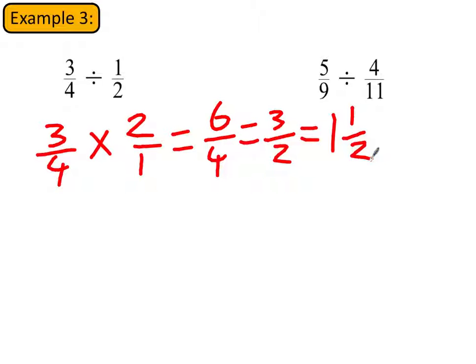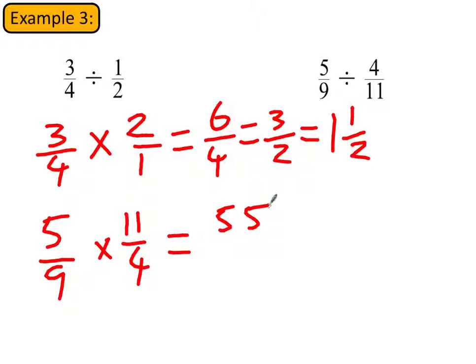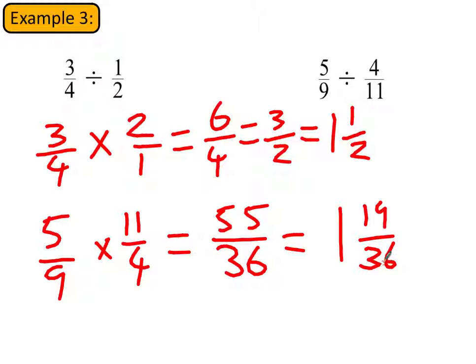Doing the second question in exactly the same way, 5 over 9 divided by 4 over 11 is going to be 5 over 9 times 11 over 4. So that's going to be 55 over 36. How many 36s go into 55? Well, there's going to be 1, and we are going to have 19 left over. So 19 over 36 left over.